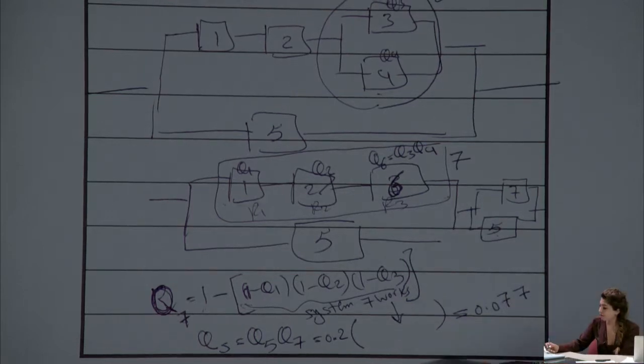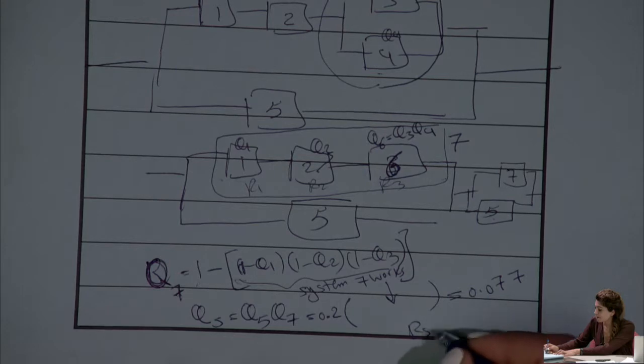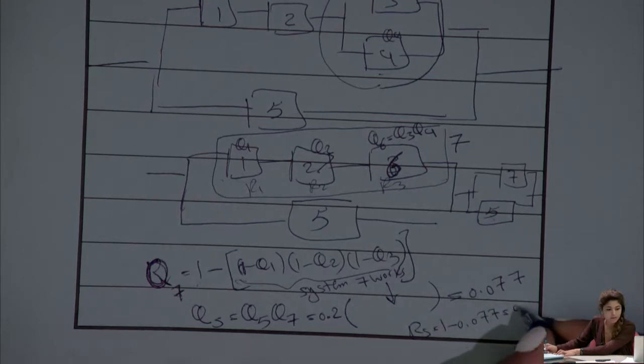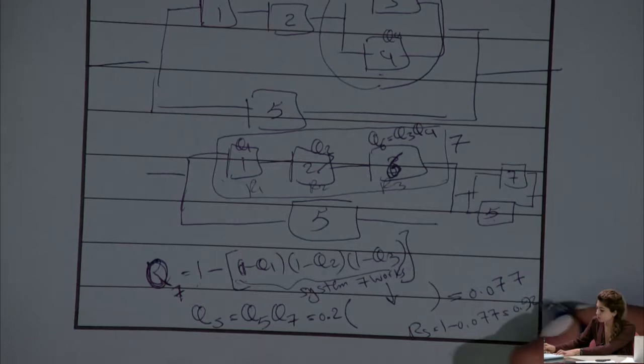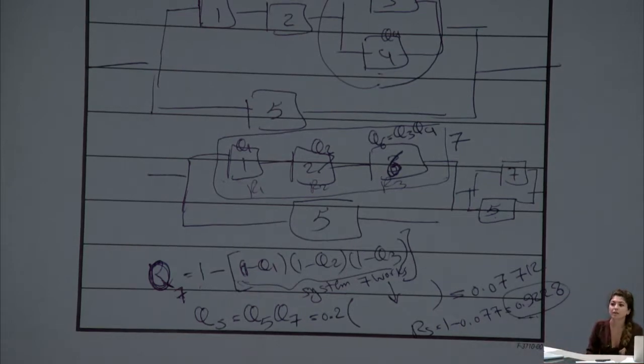0.077. Now if I want to calculate the probability of the system working, RS would be 1 minus that 0.077. That gives you 0.9228. So this has more decimals here. This exactly gives you the same thing that you calculated in the previous slide, with the difference that instead of going off of reliability, we calculated based on failures.